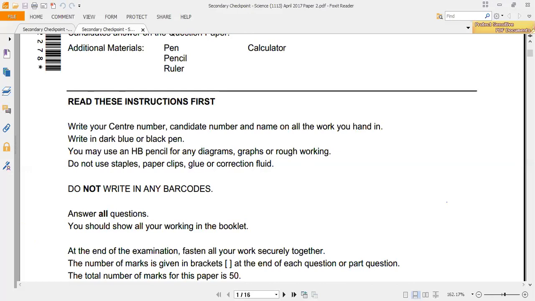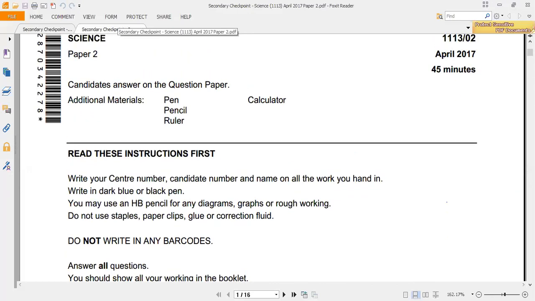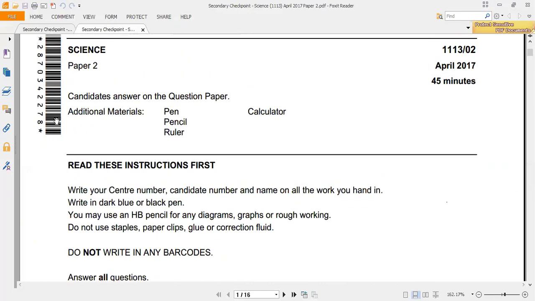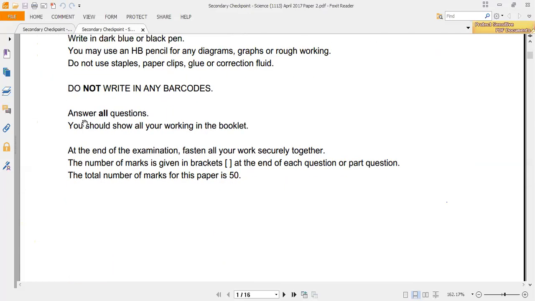Do not write on any barcodes. This is the barcode. You should not write on it because it's very unique for every single student, so you are omitting or even removing the indicator for your paper. You have to answer all of the questions. All of your answers have to be in the booklet. Also, you have to comply with the marks that are in brackets.